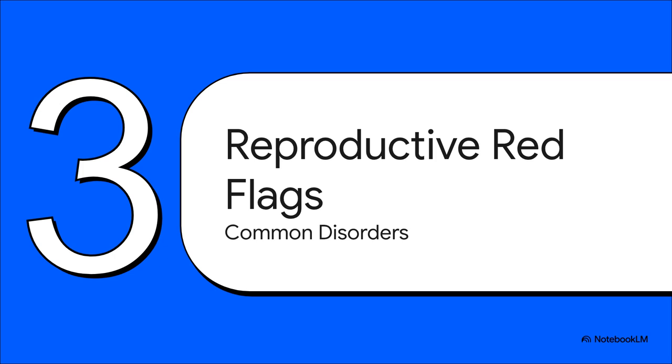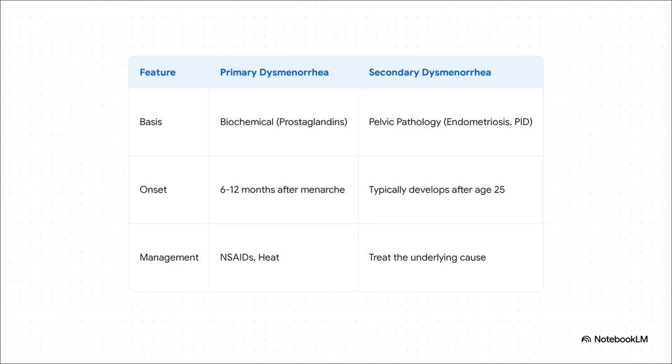All right, let's shift gears to Section 3, Reproductive Red Flags. In this section, we're going to focus on some common disorders that love to show up on exams, because being able to tell them apart is absolutely critical for patient safety. Okay, here is a classic point of confusion. The difference between primary and secondary dysmenorrhea, which is just the medical term for painful periods.